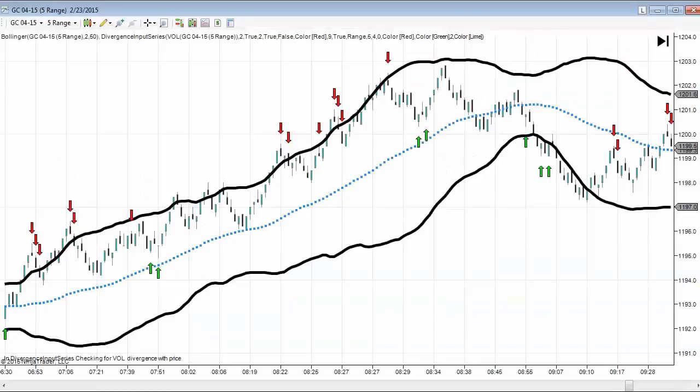As one of my favorite movie characters, Nacho Libre, said, let's get down to the nitty-gritty. We're going to use some free NinjaTrader indicators here to put together a really cool little system that I like. And here's what I'd like to show you.